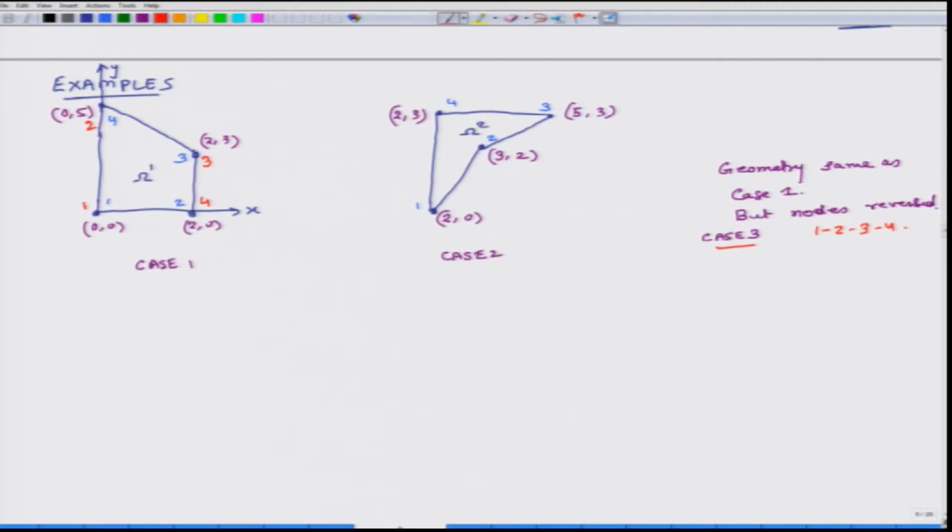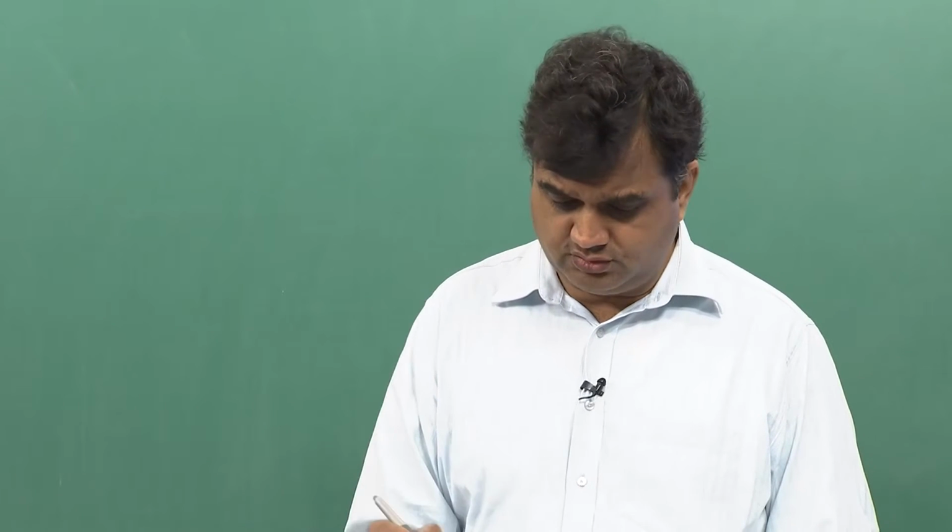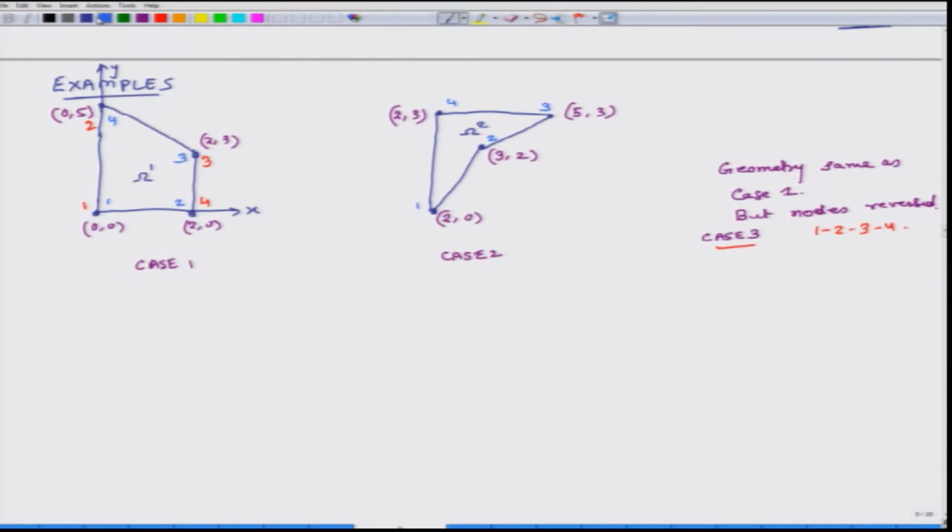And in all these 3 cases I have to map these into zeta eta coordinate system where the shape of the element is square, size is 2. So, in all these 3 cases the master element will be the same. So, what is the master element?